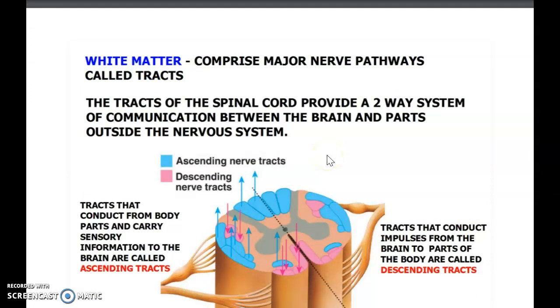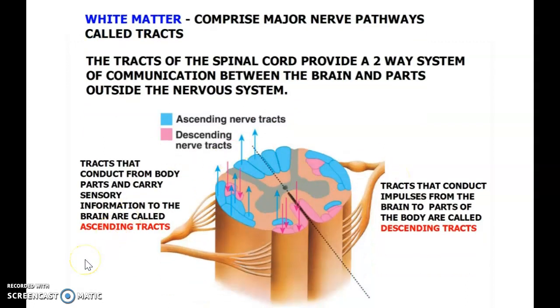So just like the name implies, there are ascending and descending nerve tracts. If you recall, when we were talking about the left hemisphere controls the right side of the body and the right hemisphere controls the left side of the body, it's because of those pyramids of the medulla oblongata. That's where the descending nerve tracts would then cross. So basically, depending on the direction of movement, here the ascending ones are going up toward the brain, and the pink ones are the descending ones going away from the brain.